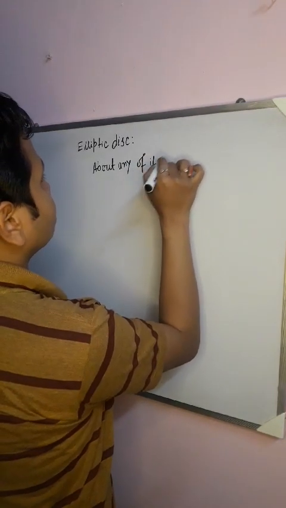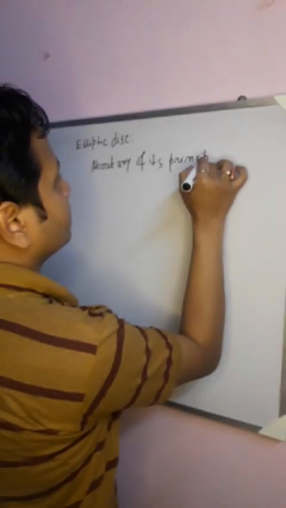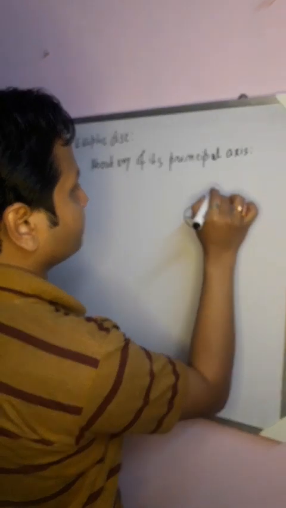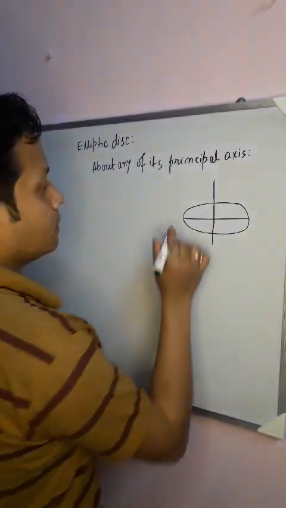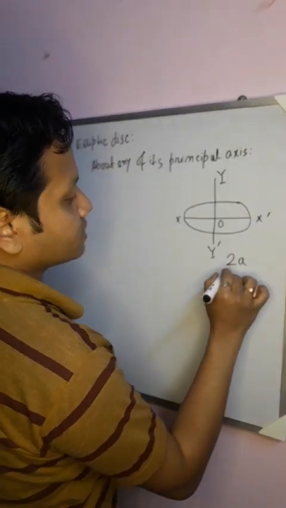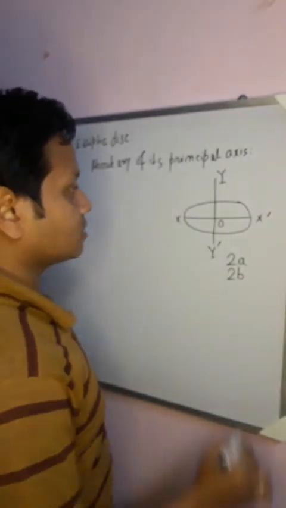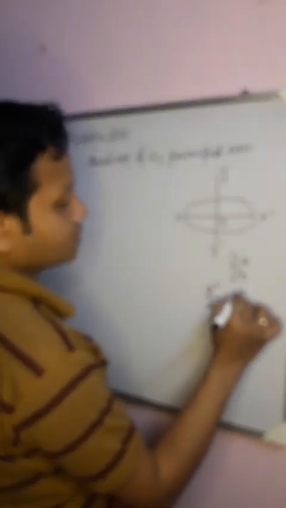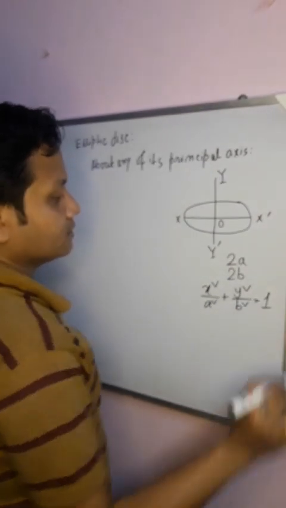About any of its principal axes. Now we all know that if this is an ellipse, this is the major axis and this is the minor axis. Say xOx', this is the major axis, that is 2a, and yOy', this is the minor axis of length 2b. The equation of such an ellipse, whose major axis is 2a and minor axis is 2b, is x square by a square plus y square by b square equals 1. This is the equation of an ellipse.